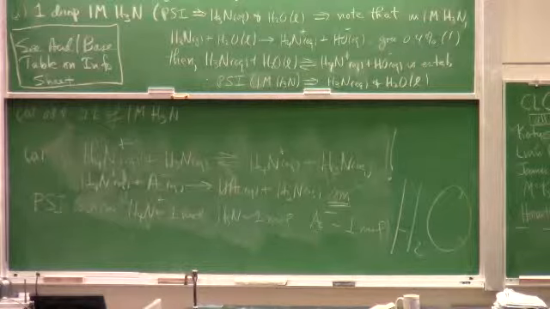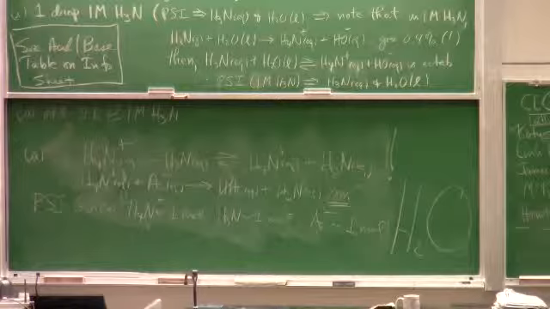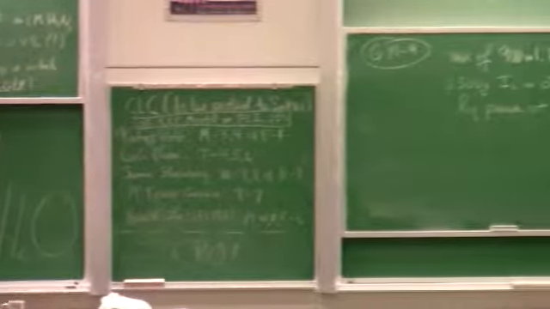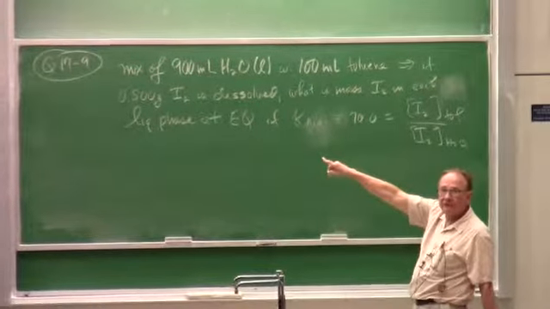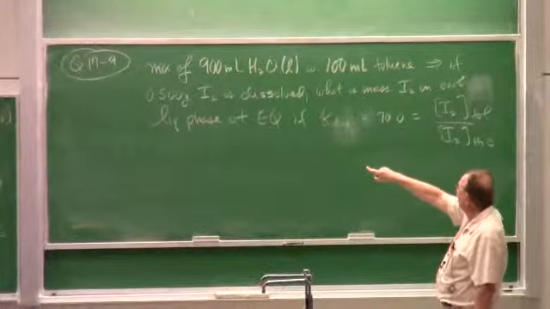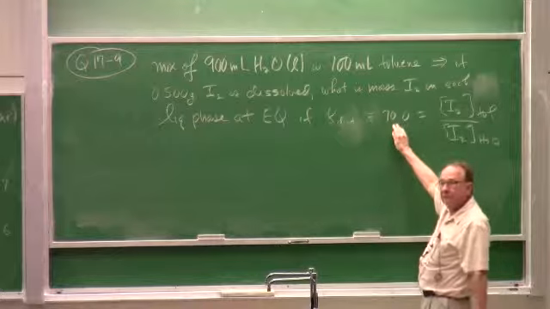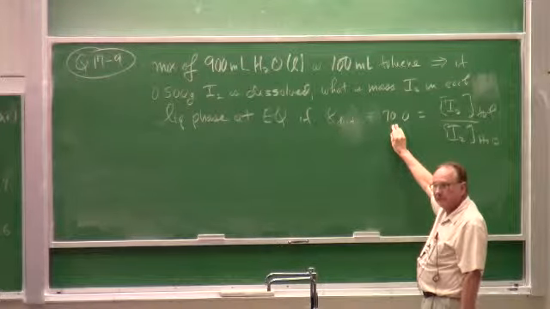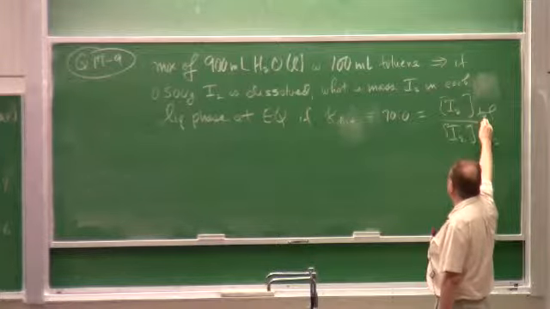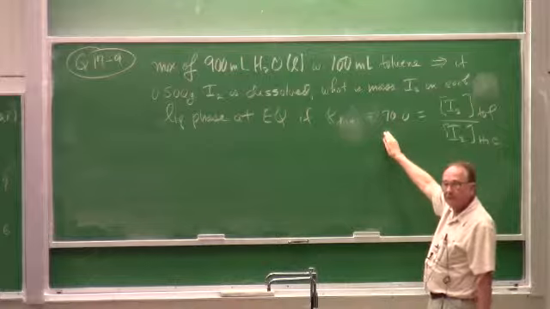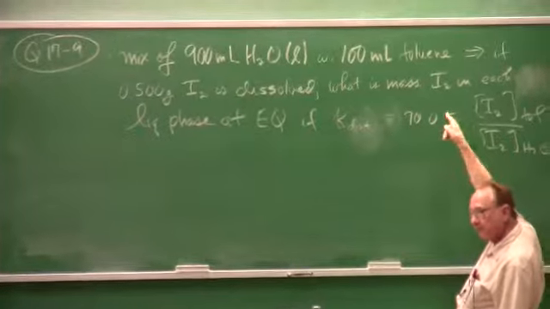In any case, we're going to take that system that we talked about at the tail end of last gathering and modify it somewhat. And imagine that we put together 900 milliliters of water with 100 milliliters of toluene, in which a total of 0.500 grams of I2 is dissolved. How much mass of I2 winds up in each liquid phase at equilibrium if the distribution equilibrium constant is 70.0, which means the molar concentration of I2 in toluene is 70 times greater than the molar concentration of I2 in water when this system is at equilibrium.